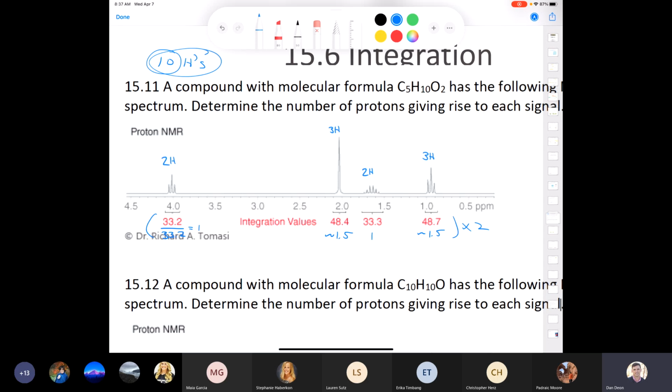Again, you can see the correlation: 2 compared to 33.2, 3 to 48.4, and then 2 compared to 33 again, and 3 compared to 48 again. So we can draw a conclusion very quickly as to the number of protons represented by each signal. Give me a thumbs up if that makes sense to you, and then we'll take a look at the next example. Integration. Okay, good. All right, let's move on from there.